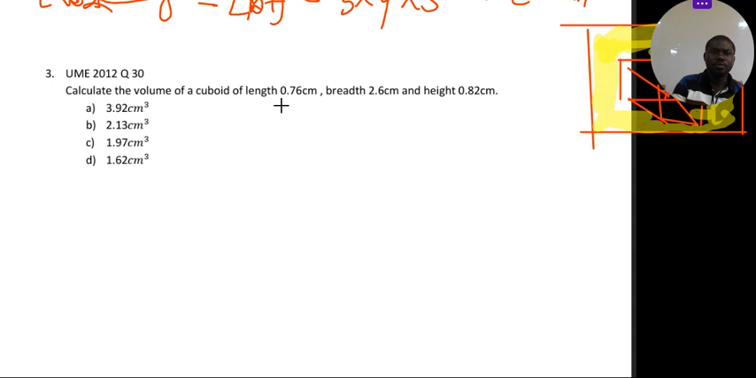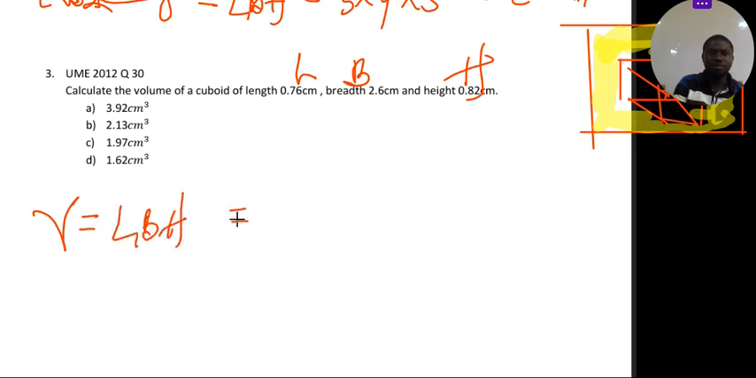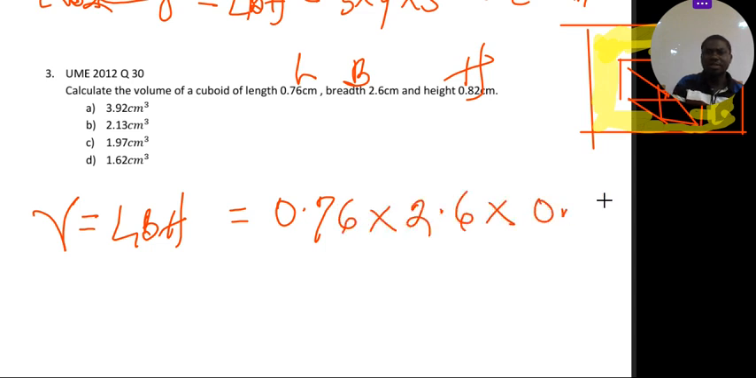Calculate the volume of a cuboid. Okay, so we have the length, breadth, and height. That's straightforward. Volume of a cuboid is LBH. That's 0.76 centimeters, 6 centimeters, 2.6 centimeters by 0.82 centimeters. So we have 0.76. So we just multiply the 3.